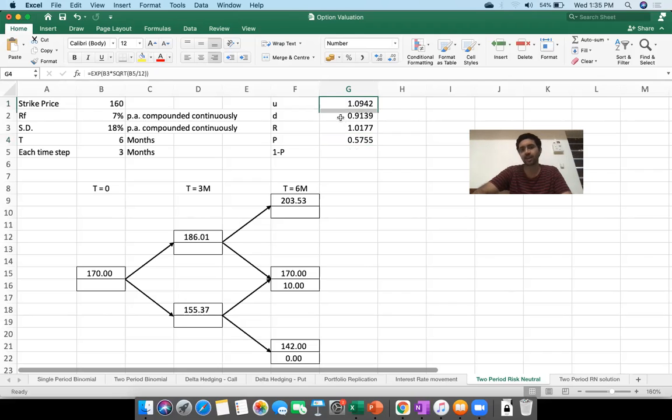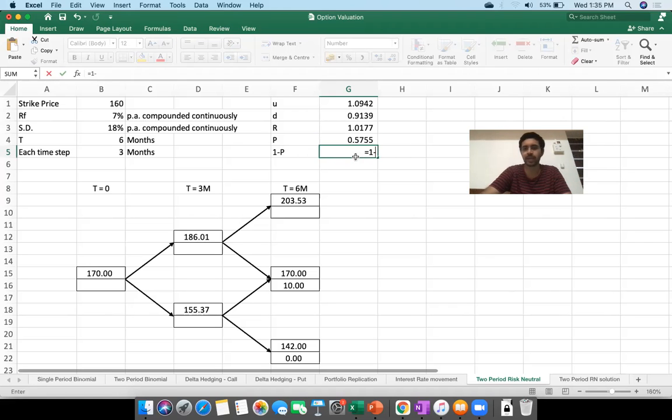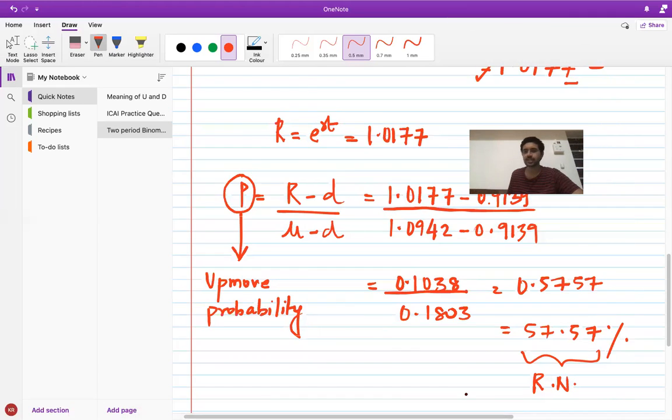The reason being, we have rounded all these figures. Excel is showing only 4 decimals, but it is not rounding off to 4 decimals. It has further values beyond 4 decimals as well. So that's the reason the probability we have over here is not exactly matching with what we got on paper. And then 1 minus P, which is the probability of down move, is going to be 1 minus this. So this is 0.4245.